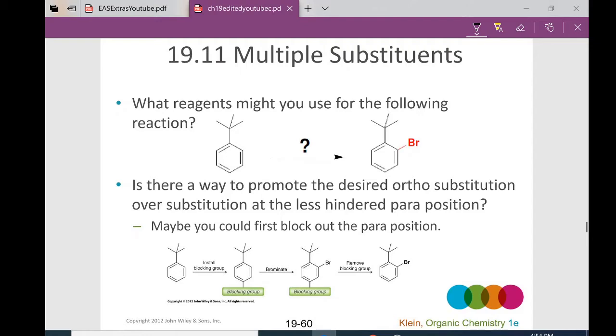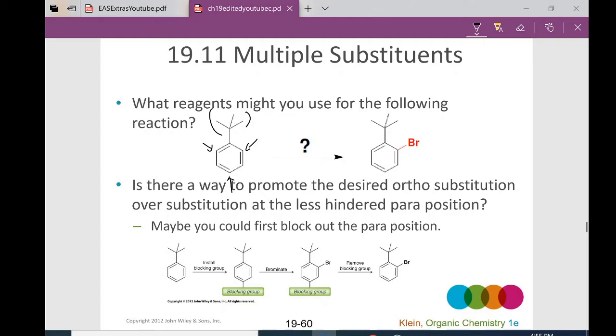So let's consider how we would synthesize this product. We've got kind of a problem here because we want to make this bromine add ortho to this T-butyl group. That's not going to be our major or even a minor product unless we do something specific, because the T-butyl group takes up so much space, it's going to block these ortho positions. Okay, the para position, the para is going to be the major product.